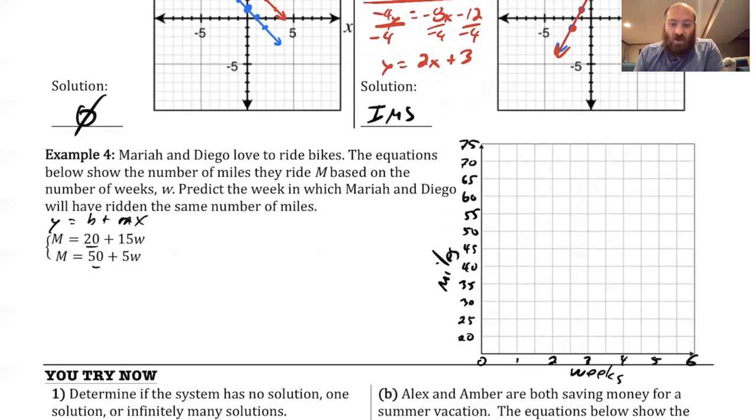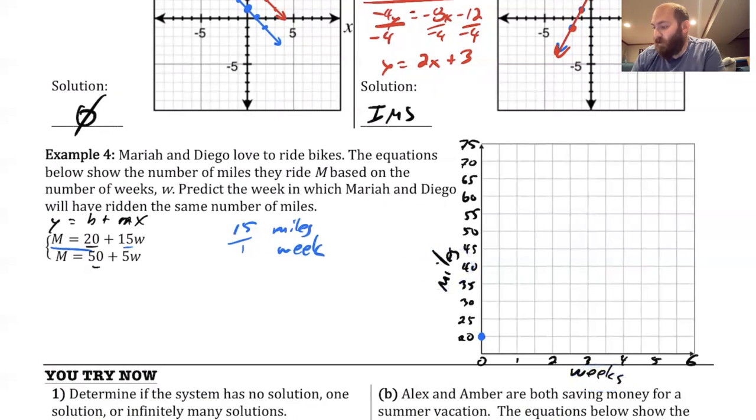Okay, so let's plot both of these individually. I don't know who's who. We'll say that Maria is blue. Maria starts at 20, but then the slope is 15. So that means that's 15 over 1, 15 miles per 1 week. That's our rate of change here. That's what's happening when I look at the rate of change of this over this.